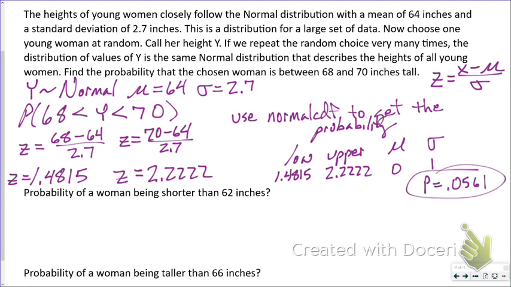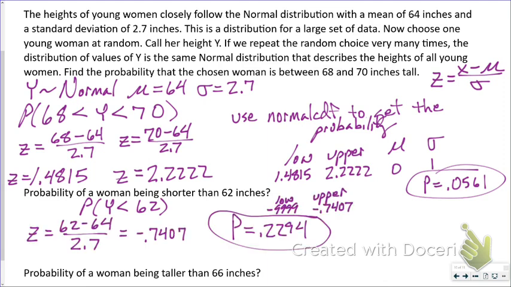Maybe hit pause and try and do the second question on your own. Probability of being shorter than 62 inches. Did you get that? I hope so. So find 62's z-score, go to normal CDF. This one's tricky because the low has to be negative infinity, which is why I wrote negative 999, and you should get 0.2294.